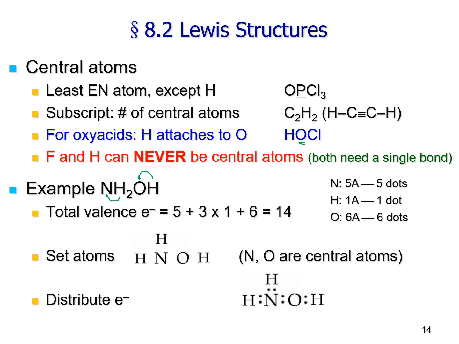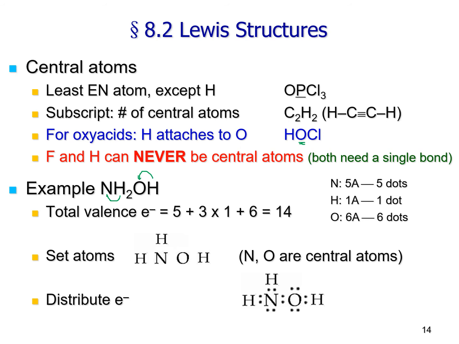1, 2, 3, 4, 5, 6, 7, 8 electrons have been used so far. Remember, we have a total of 14 electrons. Between nitrogen and oxygen, I'd like to say oxygen is kind of a terminal atom. Oxygen becomes an octet first. So how many more electrons do we put on oxygen? 4 more. So we have a total of 8 plus 4, so that's 12 electrons. We still have 2 more electrons that have to go to nitrogen.